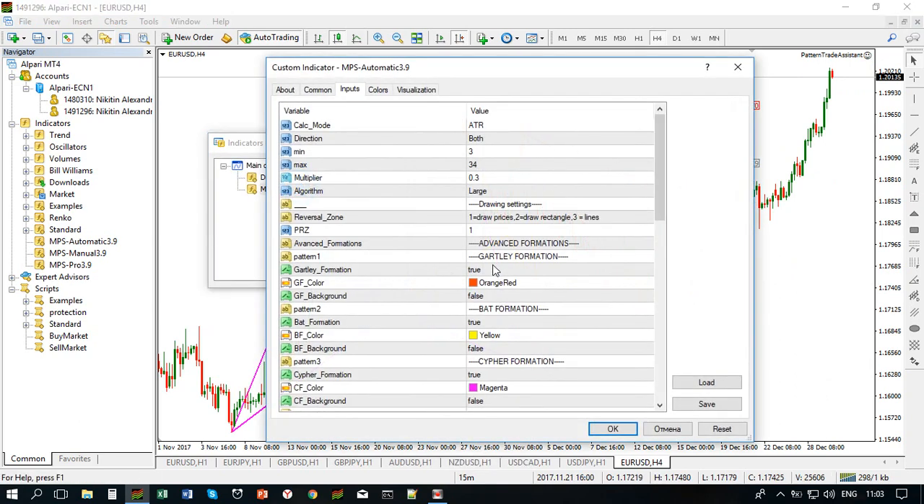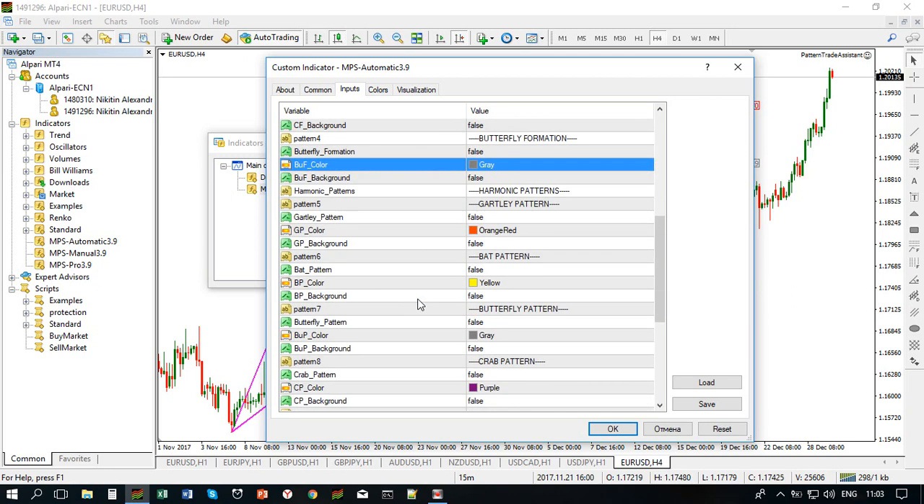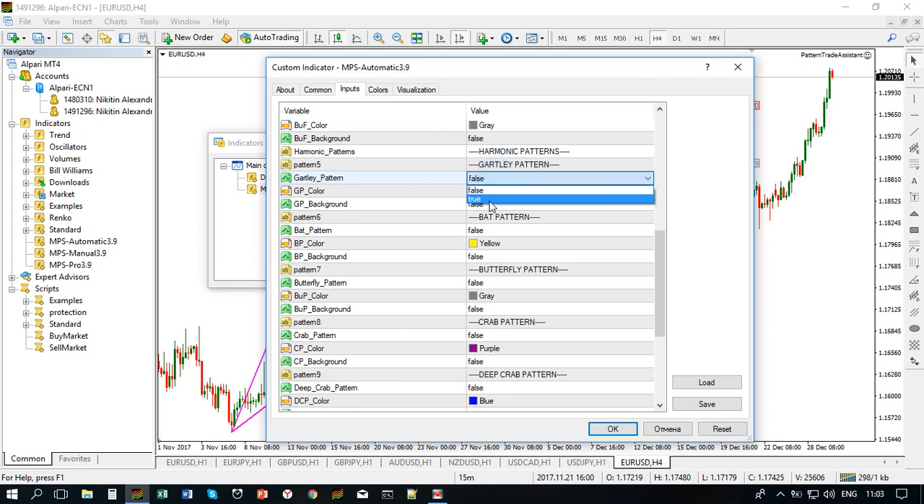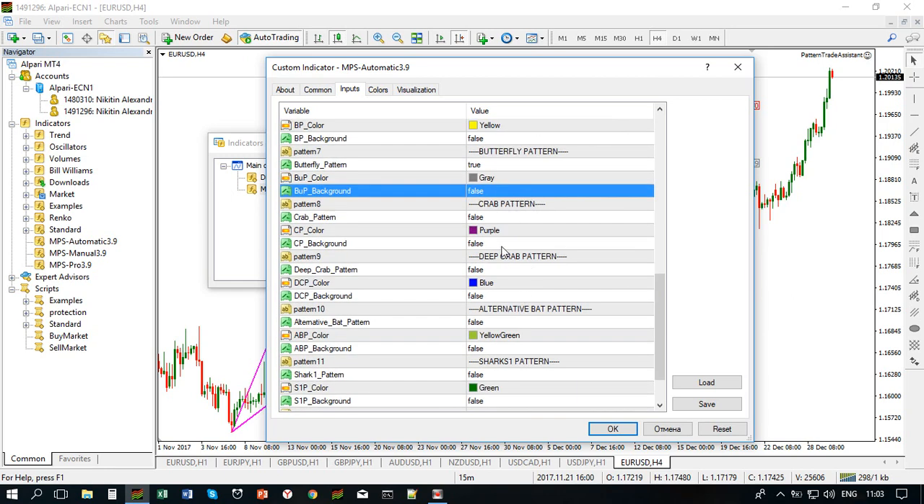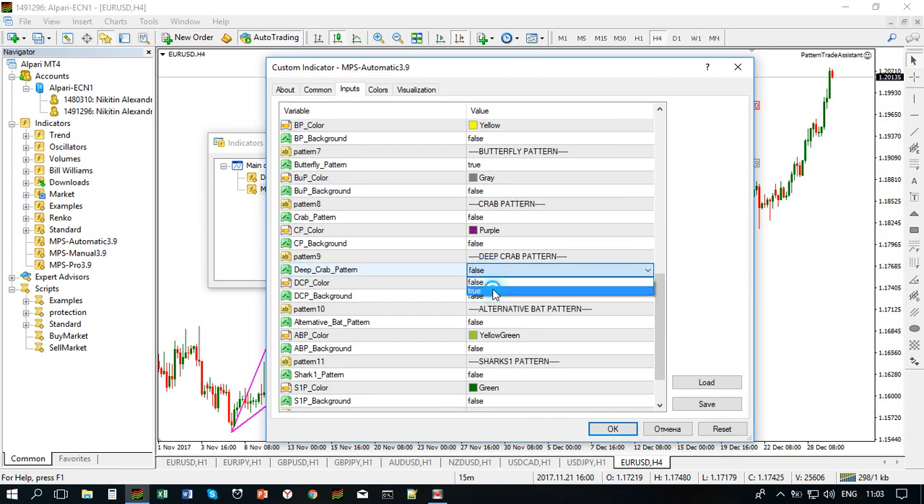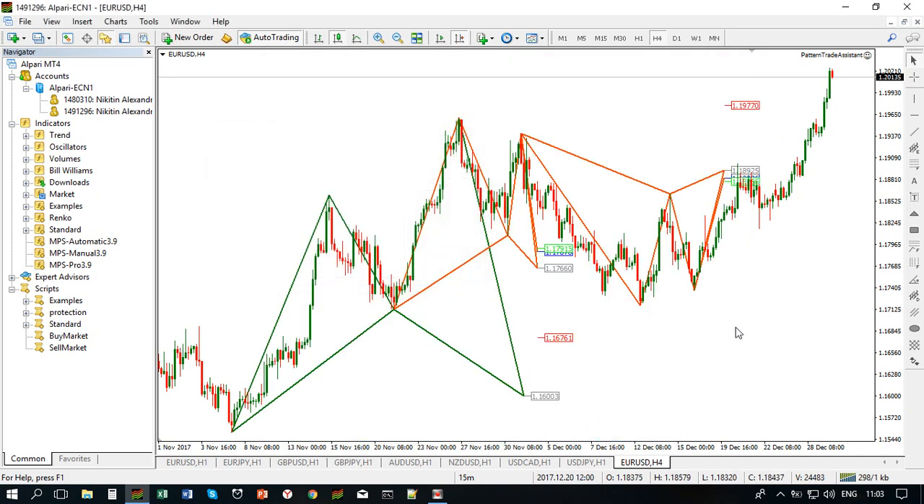And let me switch some patterns. Let me disable advanced patterns. You see that? Disable advanced patterns. And let me enable harmonic patterns, so you will see the difference. Crab, let's say deep crab. Some of them, alternative bat, and shark pattern, something like that, randomly trying to use them.